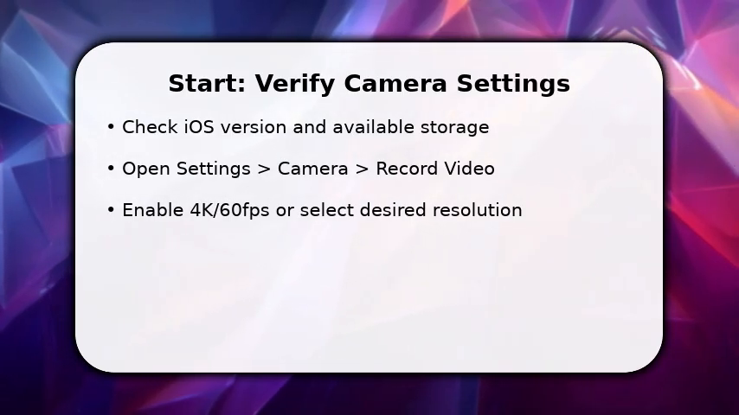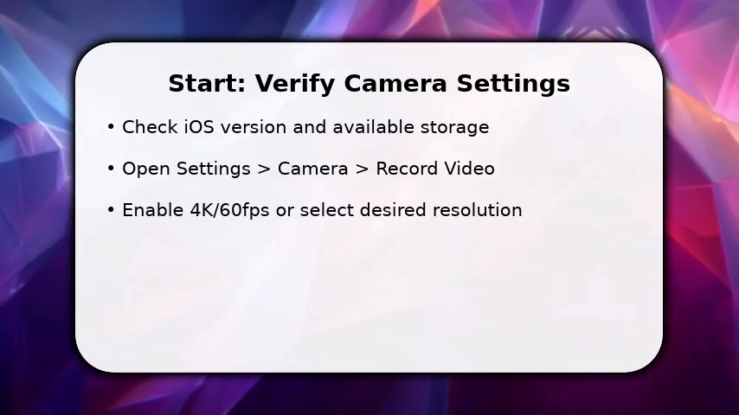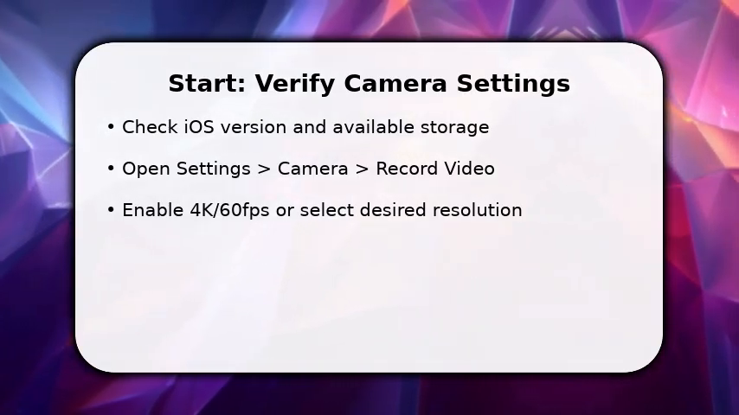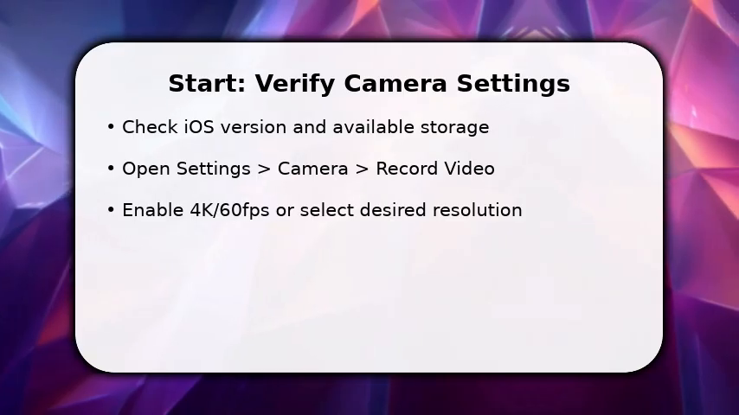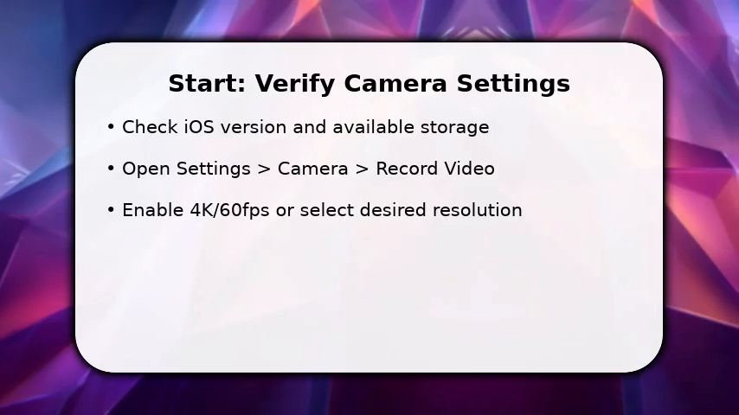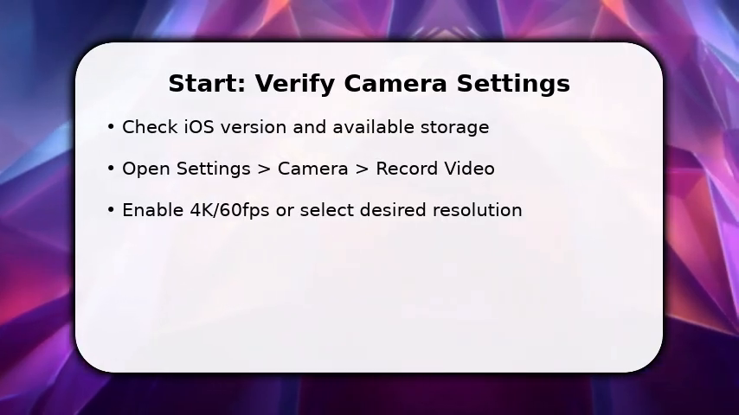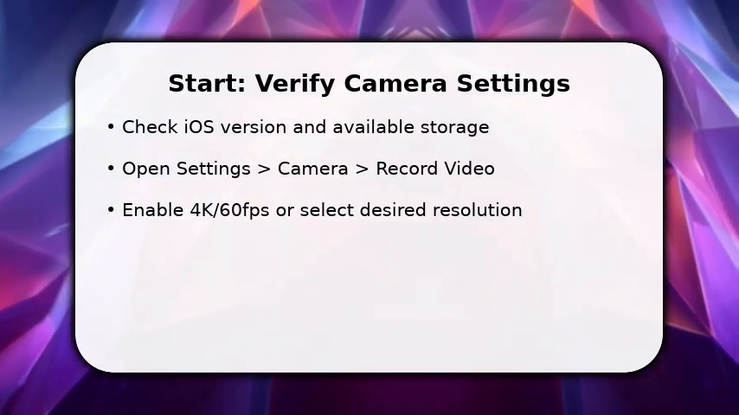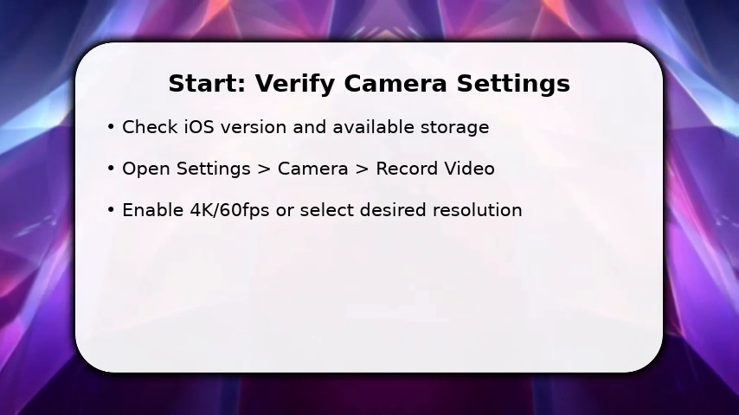Tap that option and you'll see resolution and frame rate choices like 4K at 60 FPS or 1080p at 30 FPS. Choose a combination that balances quality and file size. Once done, exit Settings and open the Camera app to continue adjusting in-app controls and confirm the change.